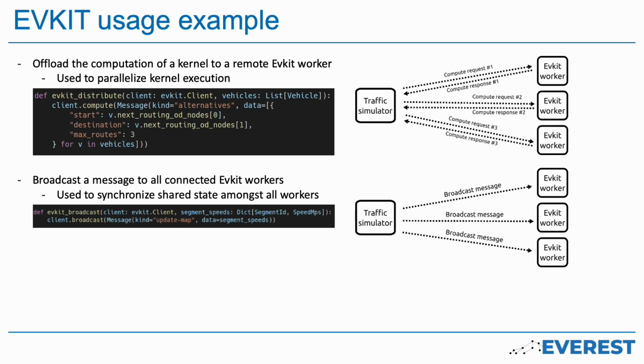On a high level, FKit offers two kinds of computations. The first one is the offload of a kernel, which can be sent to a remote FKit worker, which computes it and returns back the response. Here it is used by the traffic simulator to distribute and parallelize the computation of alternative routes for individual vehicles.